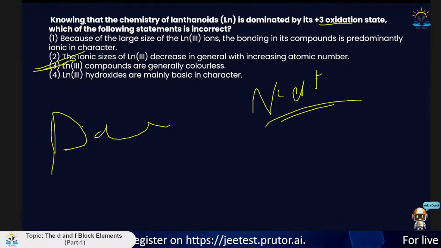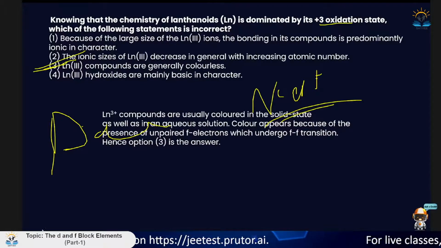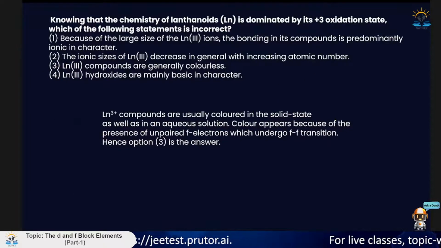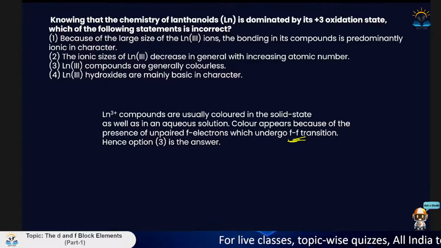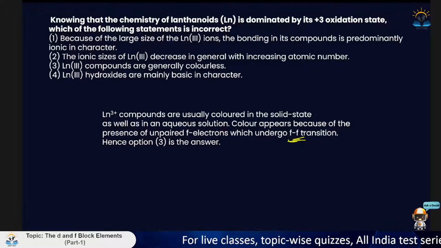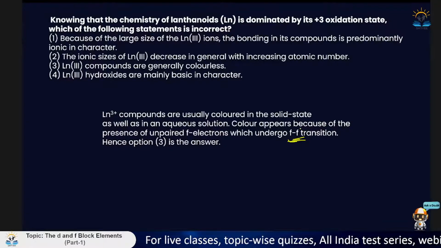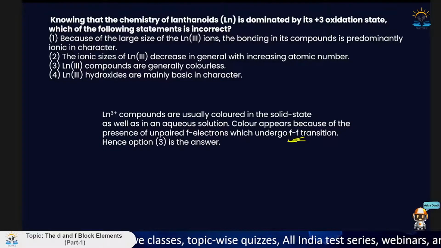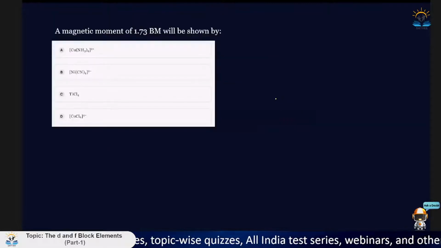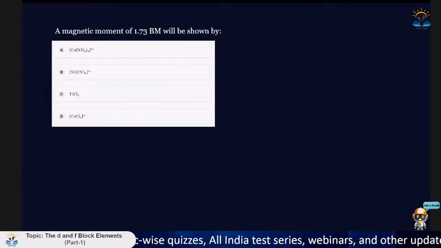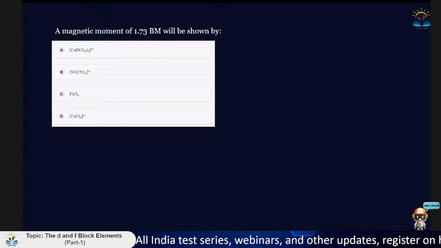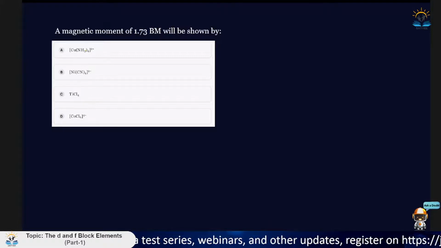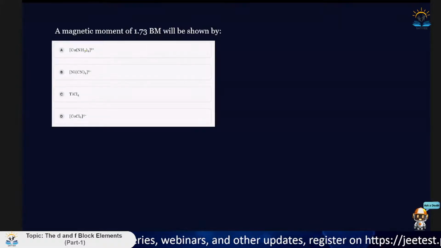And if you want to see the reason, here's the reason. Let me just clear the slide. Ln compounds are usually colored in the solid state because of the presence of unpaired f electrons. So it's f-f transition, right? Like we told, they have unpaired electrons, and hence f-f transition is possible over here, and that is basically what results in its color formation. Okay, this is a very, very kind of an example that has been combined with its central atom, with a bit of complex compounds.